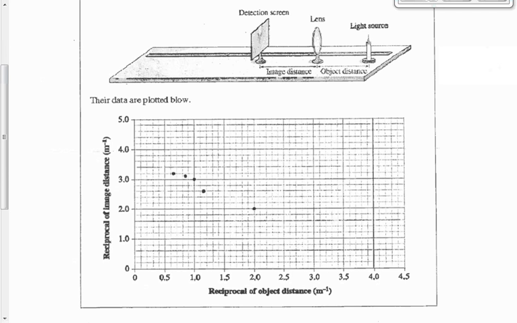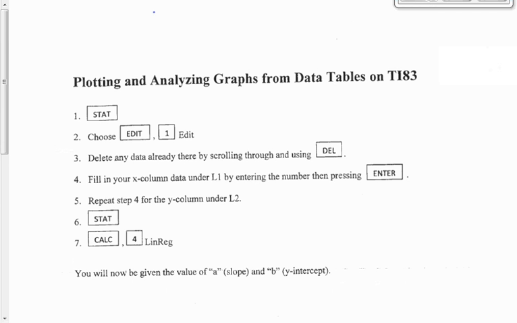If you flip that little booklet that I handed out a few minutes ago to page 10, then you should see a page that looks like this. Plotting and analyzing graphs from data tables on T83s. You can also do this directly from a graph, not necessarily from a data table, although if you have a data table, it makes it even a little bit easier. This is ridiculously quick and ridiculously easy.